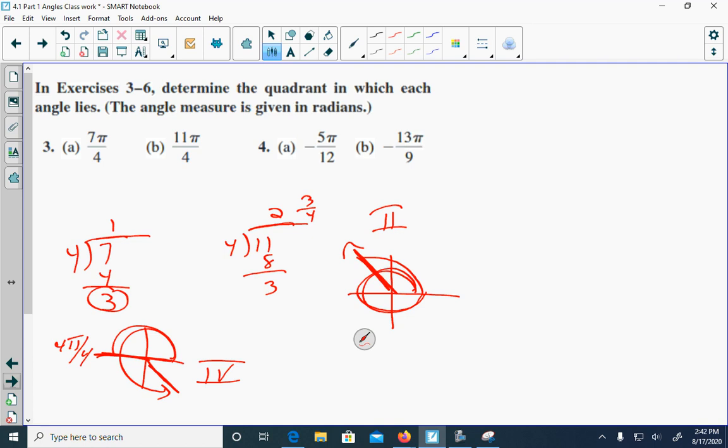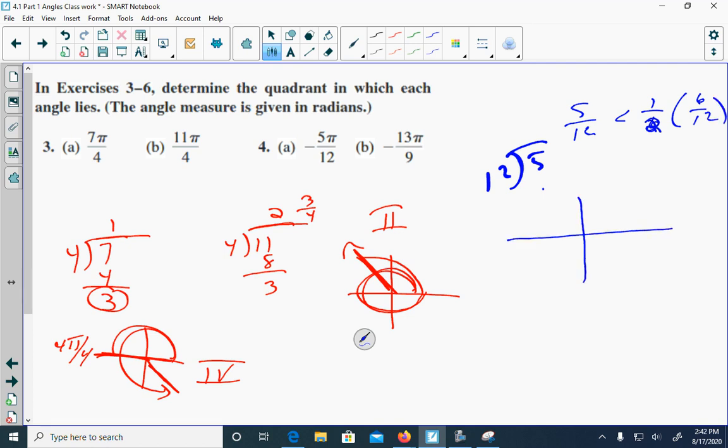Now looking at number 4a, I have negative 5 pi over 12. I could take 5 and divide it by 12, but it's not more than 1, so I'm not going to do that. I do know that 5/12 is less than 1/2, because 1/2 would be 6/12. I'm going down because it's negative, and I'm not going to make it to the 1/2 mark, so I'm going to be stuck in this quadrant here, which is the 4th quadrant.